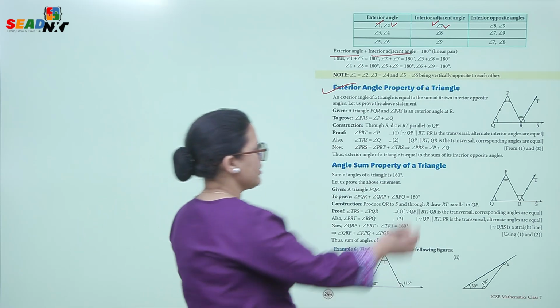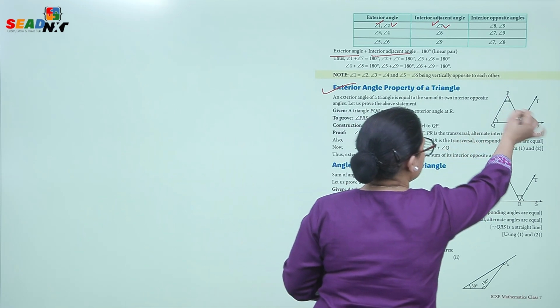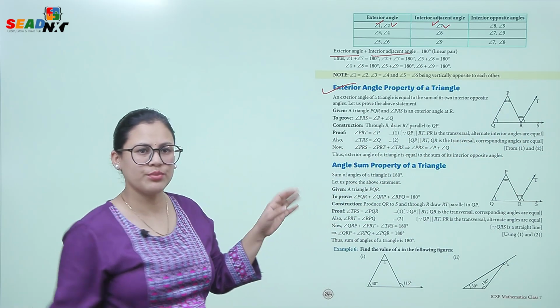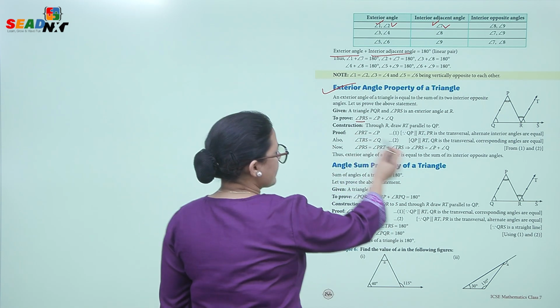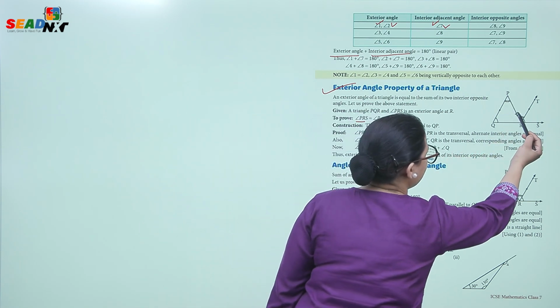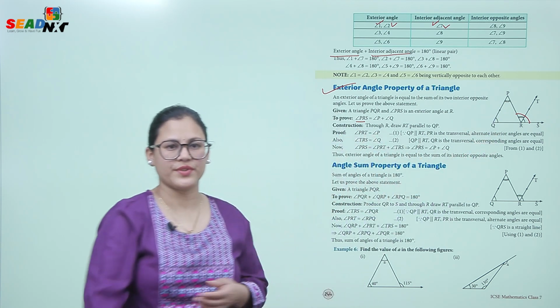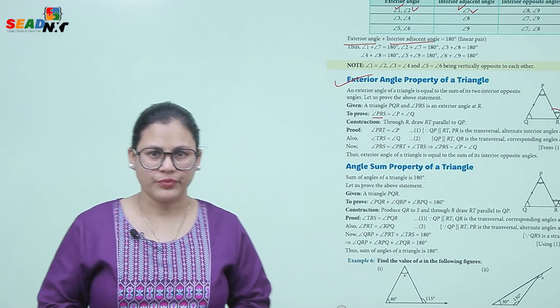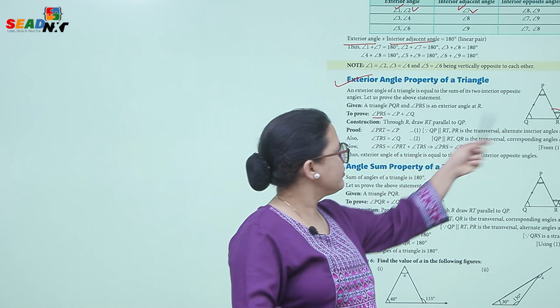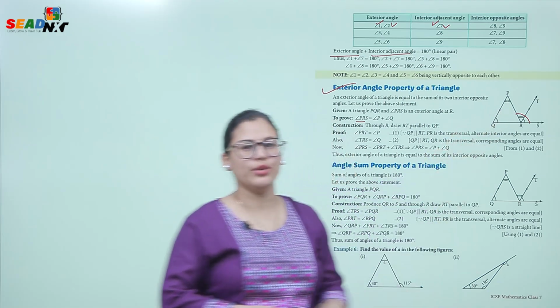Okay, see, this is a triangle and this is the exterior angle. So we have to prove that angle PRS, this angle PRS, is equal to angle P plus angle Q, the opposite angles. Okay, construction: through R, draw RT parallel to QP.